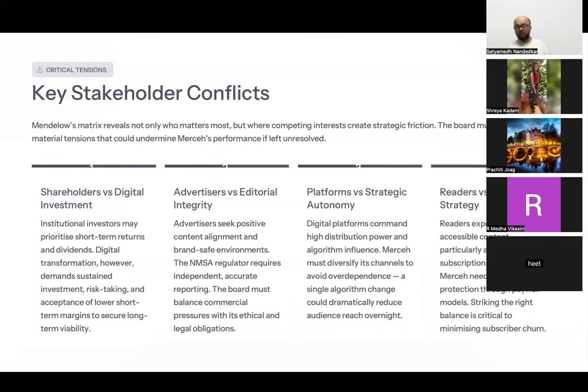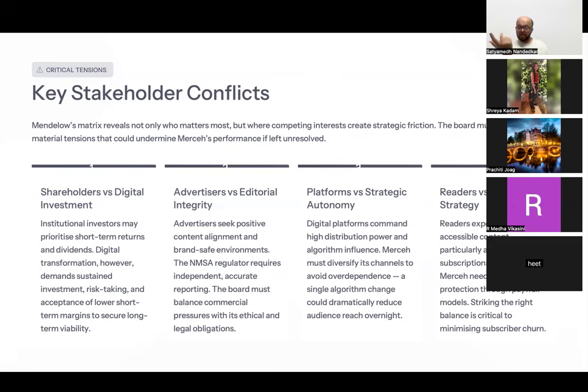Platforms versus strategic autonomy. Digital platforms command high distribution power and algorithm influence. The company must diversify its channels to avoid overdependence. A single algorithm change could dramatically reduce audience reach overnight. So, while the digital platform is the way to go, too much dependence on these digital platform providers could break the autonomy that you have. And see, what if they decide to not push your content? One change in the algorithm at the back end will limit your reach immediately. So that challenge is always going to be there.